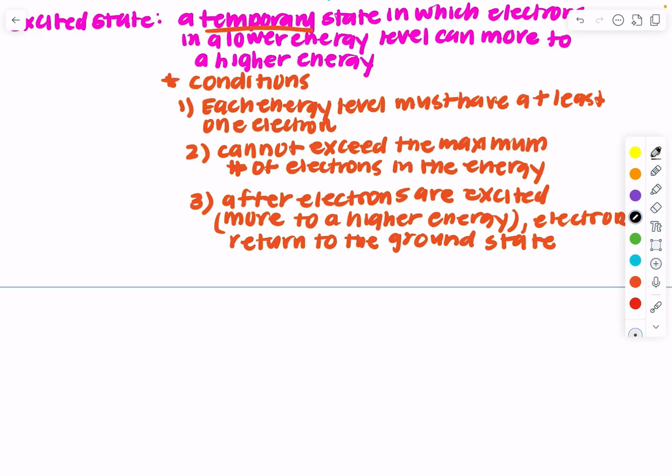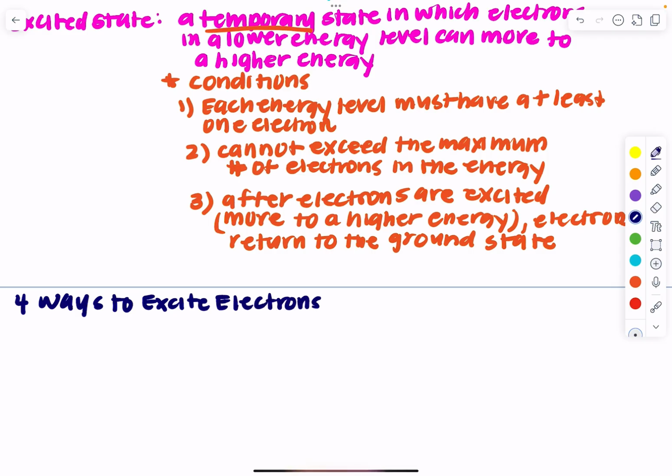There are 3 main ways that we can excite an electron. Well, there's actually 4, but 2 of them are kind of the same. But the ways to excite an electron, we should know one of them. First way is collisions with photons.